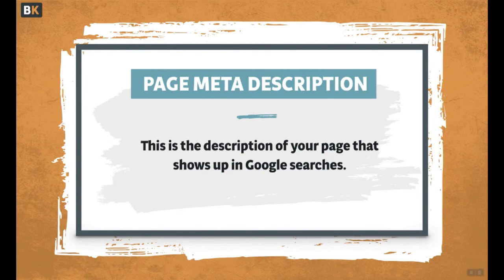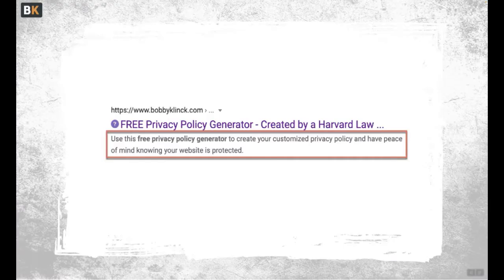Let's talk about page meta description. This is the description of your page that shows up in Google searches. Your meta description should also include the keywords you're trying to rank for. Here is an example of how a blog post will show up on Google. This is not necessarily just a blog post, but any page on your site will show up like this. The part outlined in red is the meta description for the page or the post, and the bolded words are the search terms used to find this post.